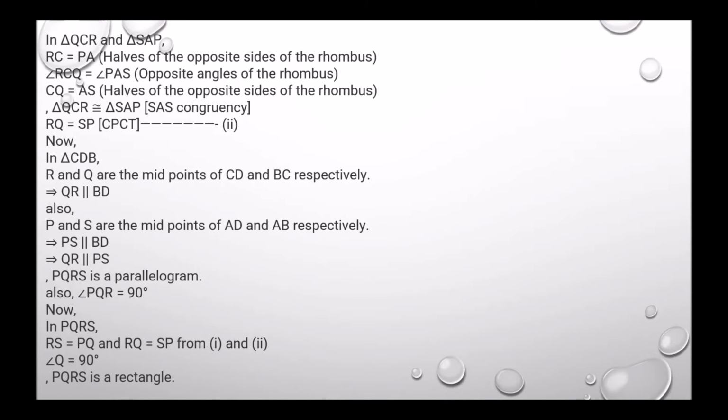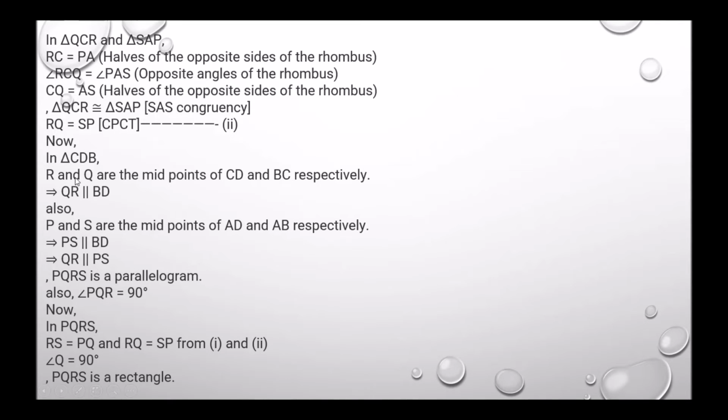In triangle QCR and triangle SAP, RC equals PA, halves of the opposite sides of the rhombus. Angle RCQ equals angle PAS, opposite angles of a rhombus. CQ equals AS, halves of opposite sides of the rhombus. So, triangle QCR is congruent to triangle SAP by SAS congruency. So, RQ equals SP by CPCT. That is our second result.